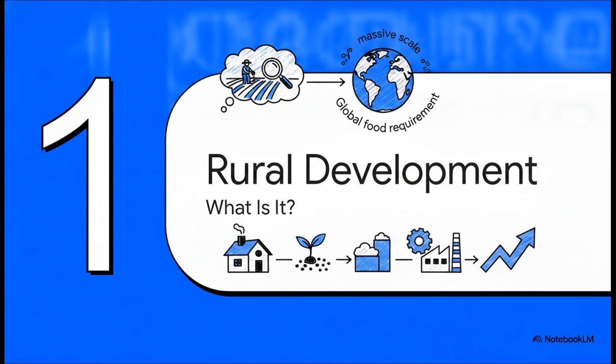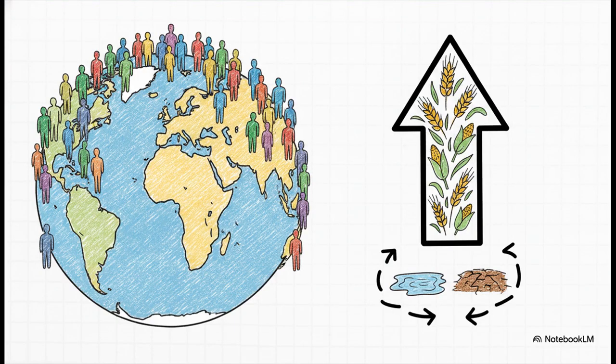What is rural development? Now, to really grasp the local hurdles, we've got to zoom out first to a massive global challenge. By the year 2050, we literally have to figure out how to feed 9.2 billion people. That means doubling global agricultural production, which is wild when you consider our arable land and fresh water supplies are actually shrinking. It's a huge, daunting task that requires some serious efficiency.